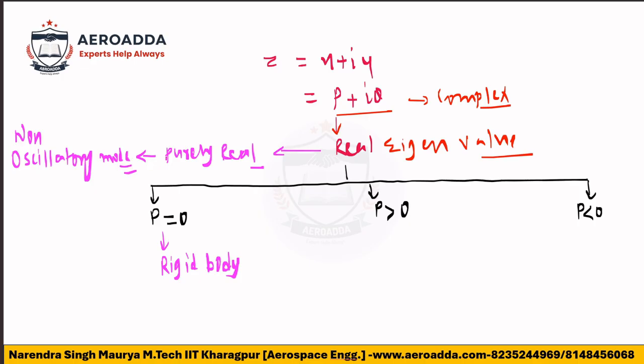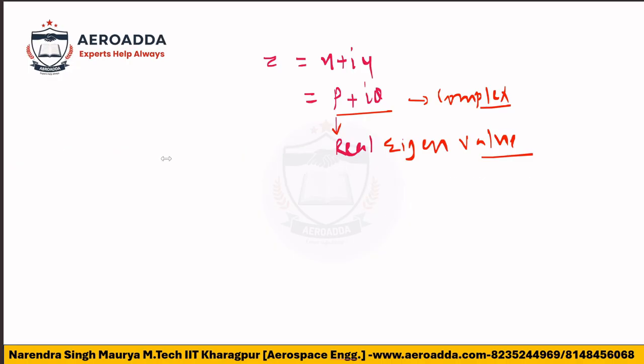When it is purely real, but once it is complex, then obviously it will not be non-oscillatory. It will be oscillatory. Complex, then it will not be non-oscillatory. It will be oscillatory mode.